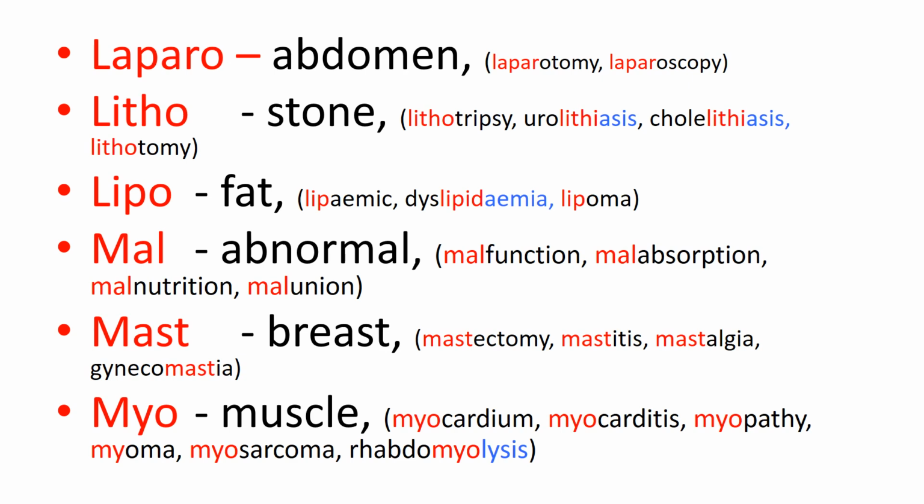Urolithiasis would be, uro is the urinary tract, lith is the stone, asis is condition of. So urolithiasis is when there is a condition of stones in the urinary tract. Of course, a pathological situation.